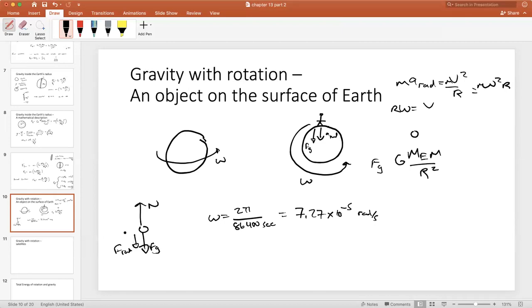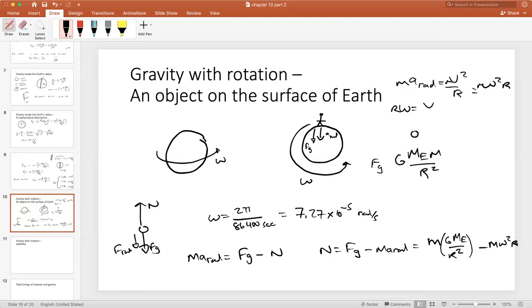All right, if we look at this equation, we get that m a_rad is equal to the force of gravity minus the normal force, and we want to find the normal force. So we want to find N is equal to Fg minus m a_rad, which means that the force of gravity is m times g times M of the Earth over r squared minus m omega squared r.